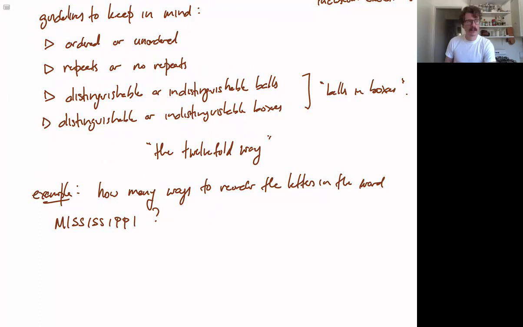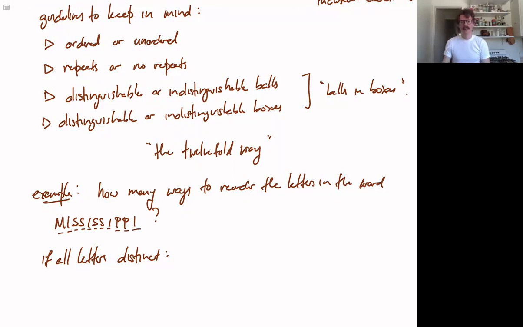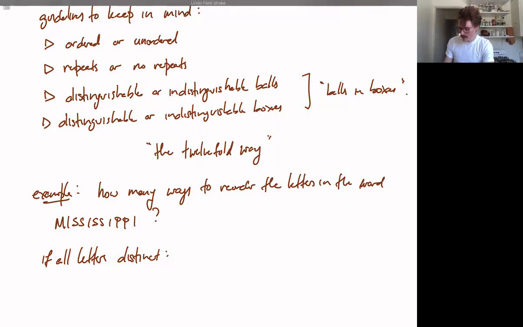We're going to use the division rule because it's inconvenient that these letters are identical, so we're going to ignore that for a moment. If we consider all the letters to be distinct, how many are there? 1, 2, 3, 4, 5, 6, 7, 8, 9, 10, 11 letters in the word Mississippi. So that's 11 factorial orderings.